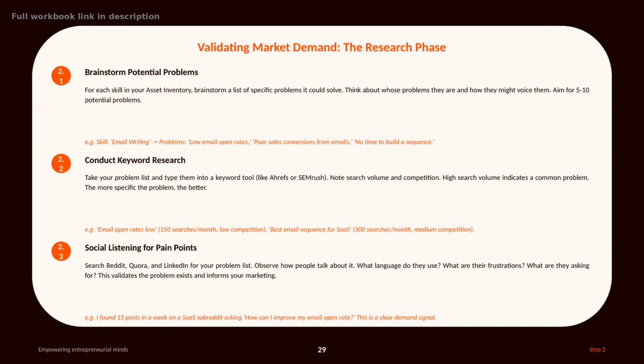For each skill in your asset inventory, brainstorm a list of specific problems it could solve. Think about whose problems they are and how they'd actually describe them, and aim for 5 to 10 per skill. For example, email writing might solve low email open rates, poor sales conversions, or no time to build a sequence. Next, take that problem list and run it through a keyword tool like Ahrefs or SEMrush. Note the search volume and competition for each one. A phrase pulling 150 searches a month with low competition is meaningfully different from one with none.